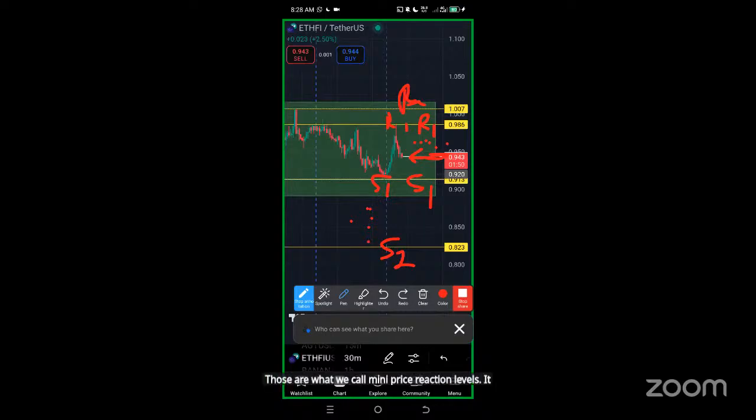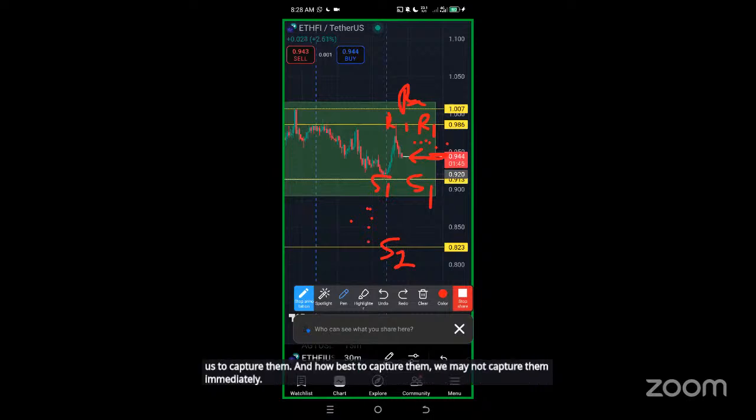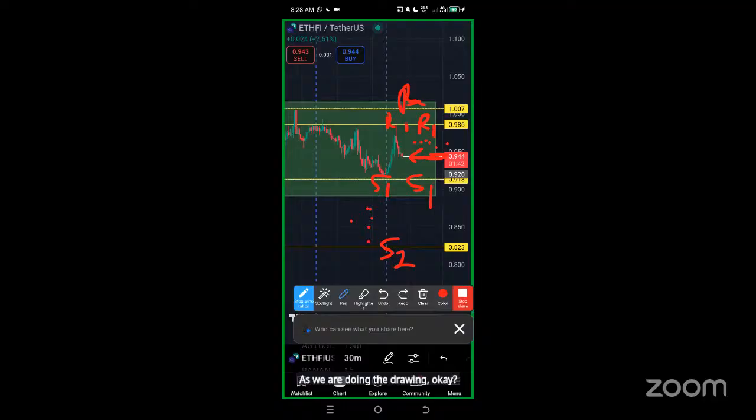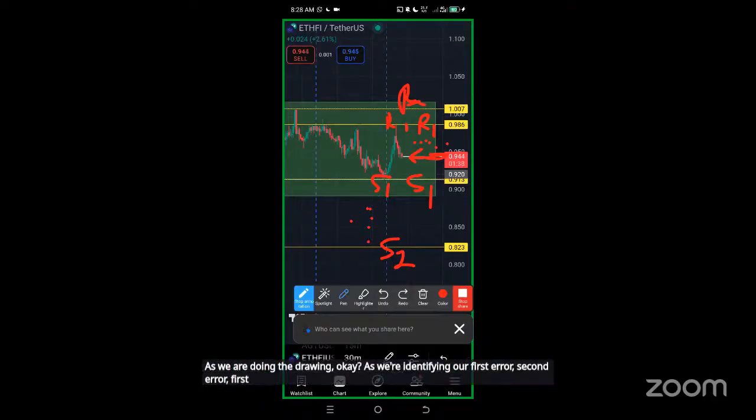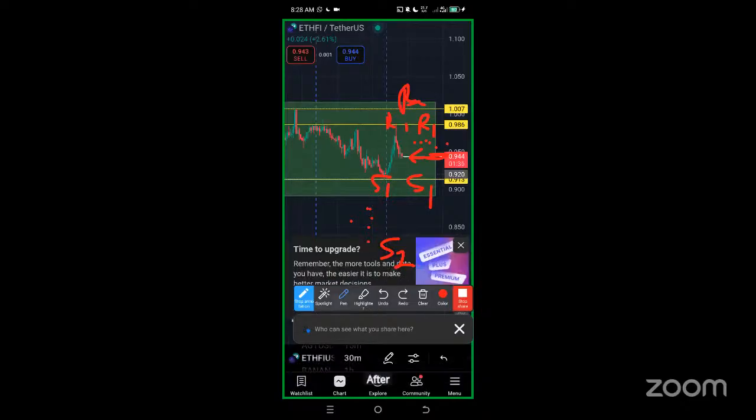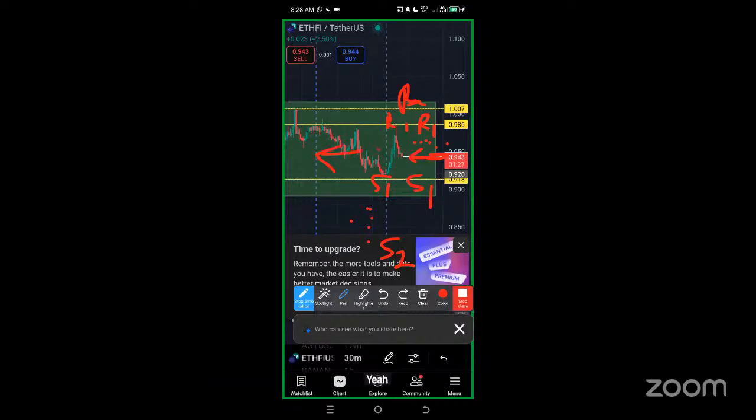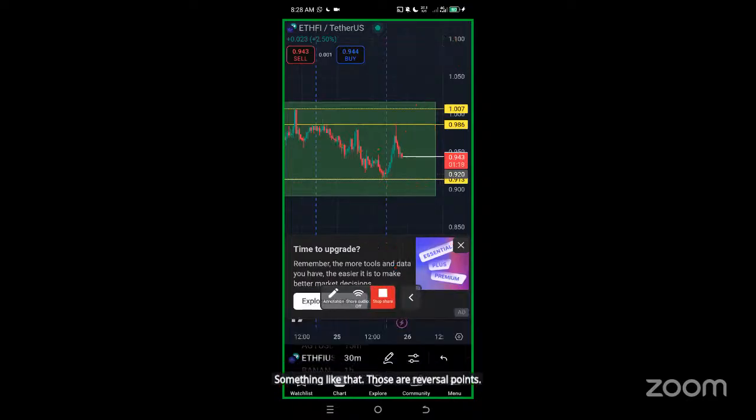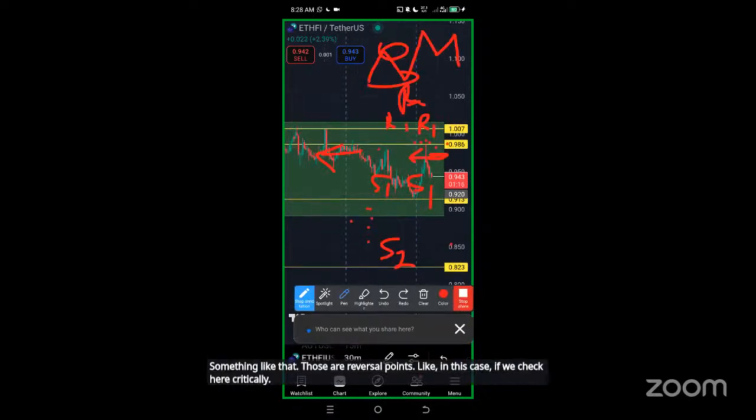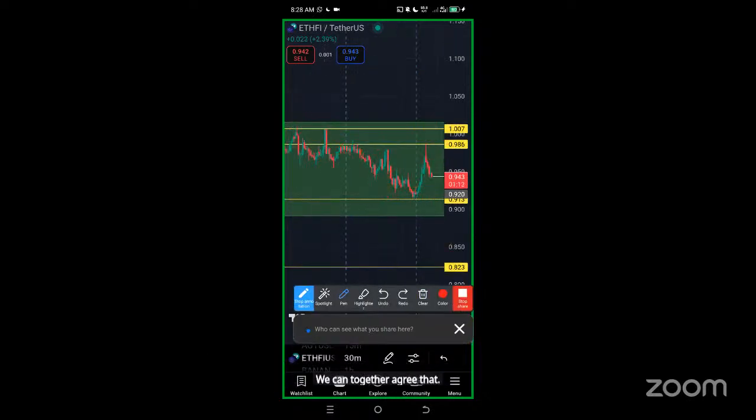It is equally important for us to capture them. And how best to capture them? We may not capture them immediately as we are doing the drawing, okay? As we're identifying our first R, second R, first S, second S. But we can capture them later after establishing the two by simply looking in between. This will only come out clearly when we look at the historical information. Those points where we saw there is a reaction, price reversing, something like that. Those reversal points. Like in this case, if we check here critically, we can together agree that this seems to be a price reaction level, right? Let me just change this.